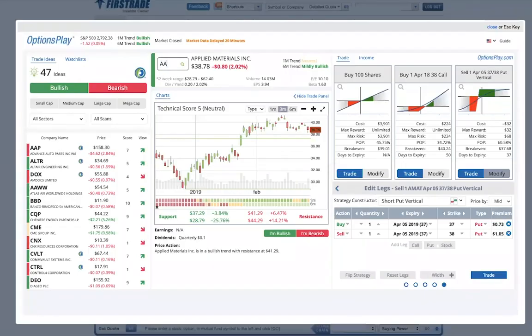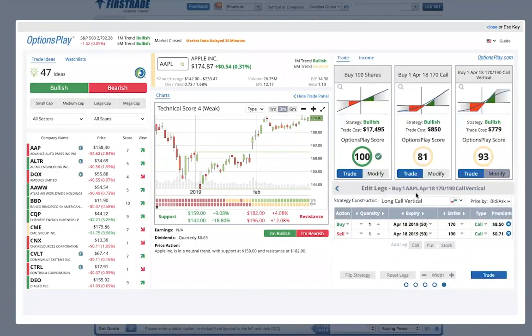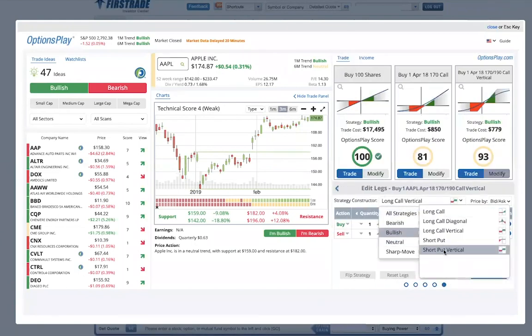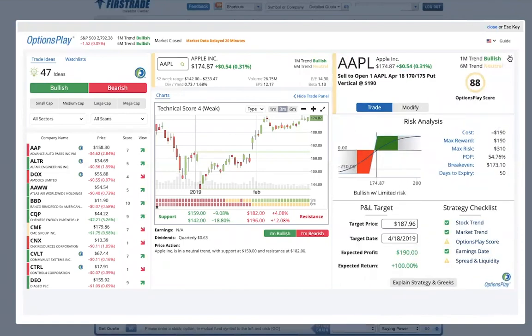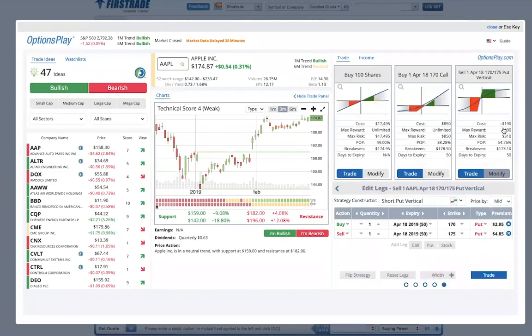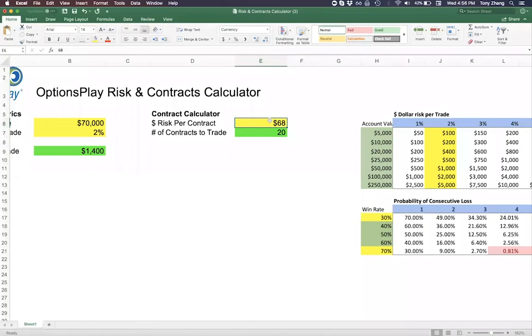But let's say I was trading something with a higher amount of risk, let's say I was looking at Apple instead. Let's say I want to sell a credit spread on Apple instead. Maybe this will give me the same thing, bullish, short put vertical. Maybe here I'm risking $310 per contract to try to make $190. So now instead of $68 a trade, I'm going to risk $310 per contract. So now I can only trade 4 contracts.